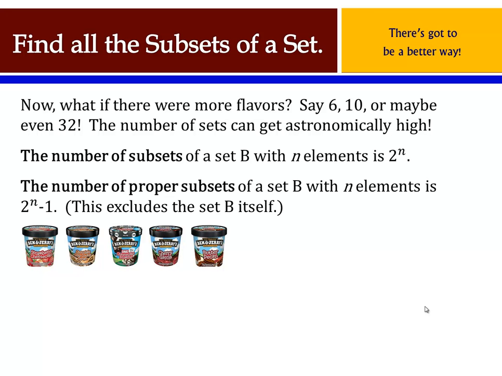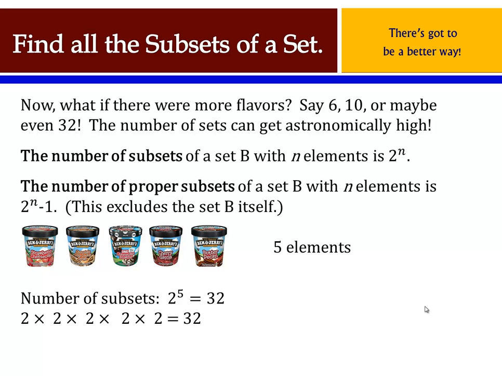Now, the number of proper subsets of a set B with n elements is 2 to the n minus 1, because in order to be a proper subset, it can't be the full original set. So if the ice cream shop owner had said, pick as many as you want to, but you can't have all 5, the most you can have is 4. And so that would exclude the original set, and all the rest of those sets would be proper subsets because they're not equal to the original set.